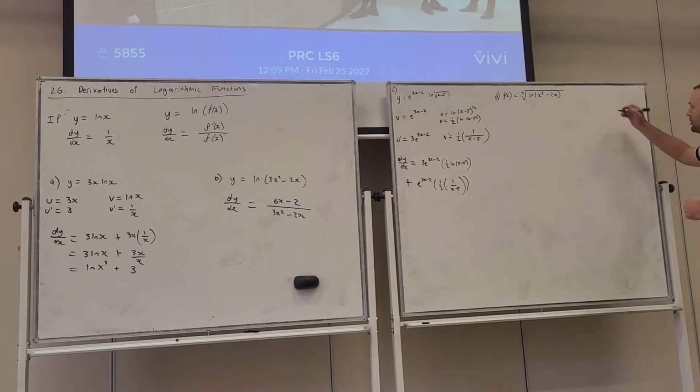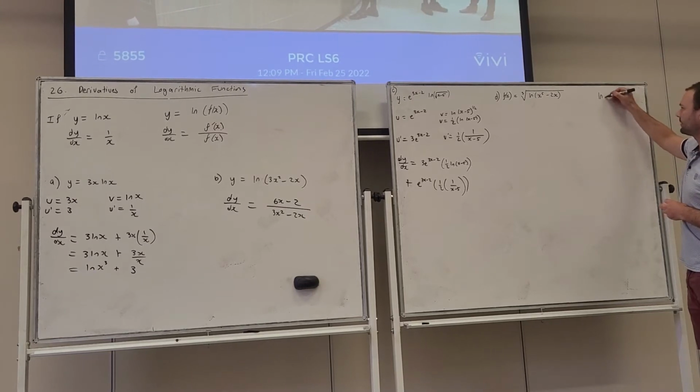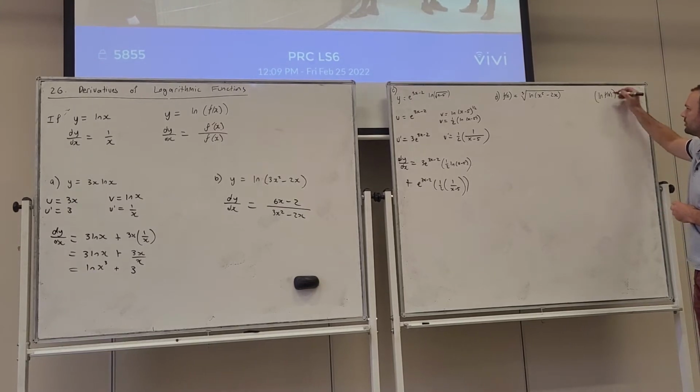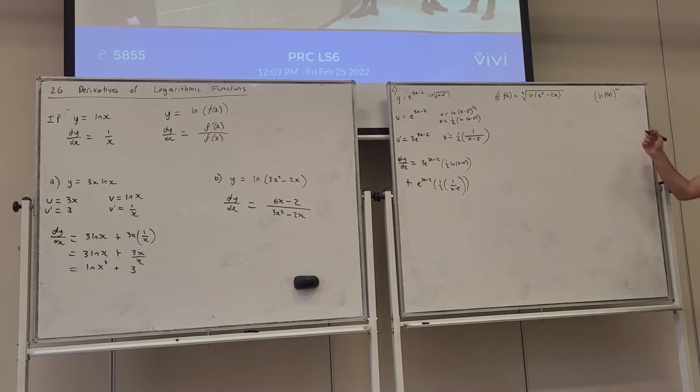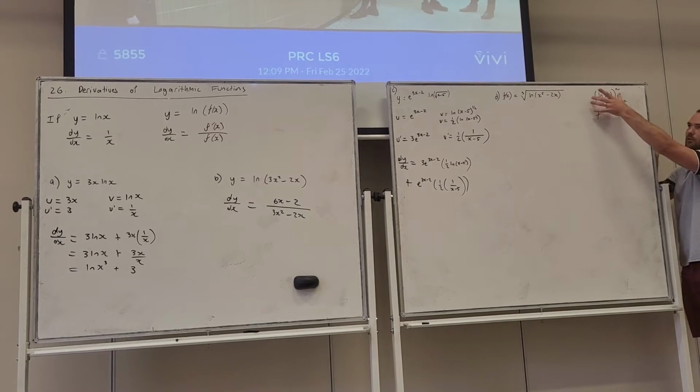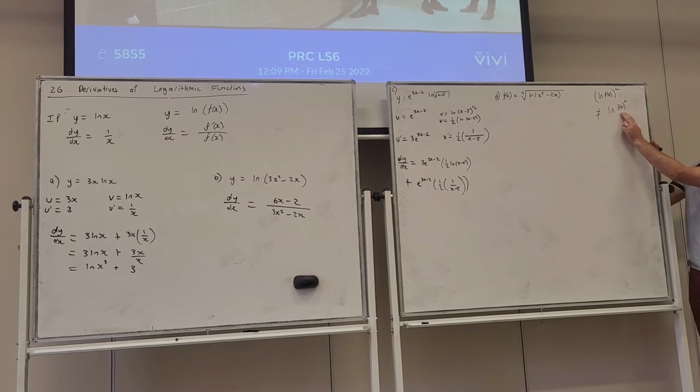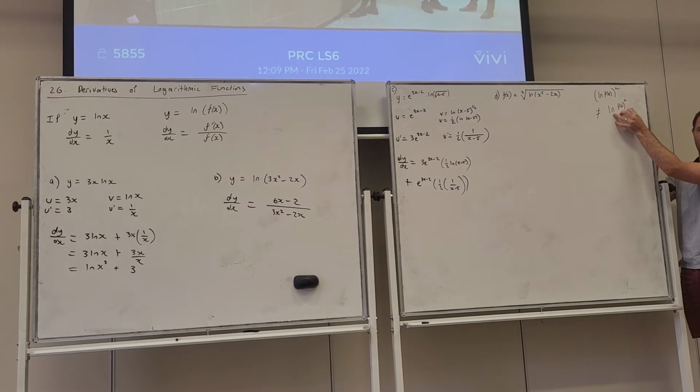Let me remind you, what we have here is ln of some function to the power of n. And that is not the same as ln of some function to the power of n, where the n belongs to the function. Here the n belongs to ln. It belongs to the whole thing, whereas here it only belongs to the f of x. This is the circumstance where we can move the power out the front.